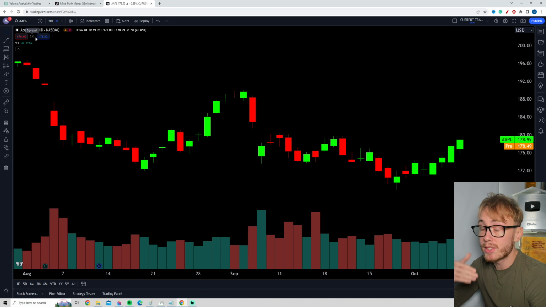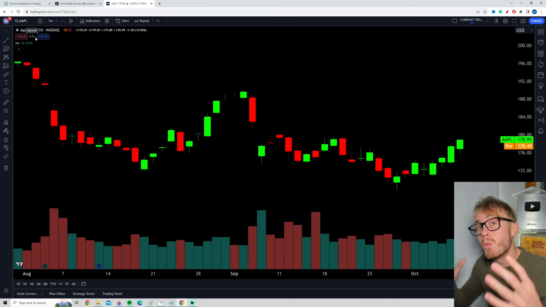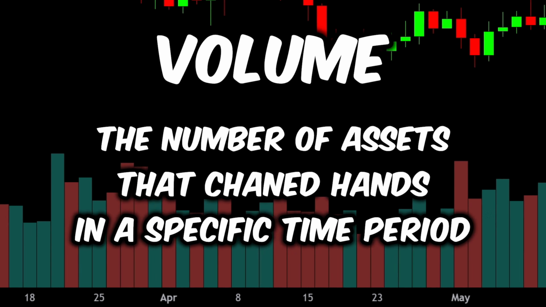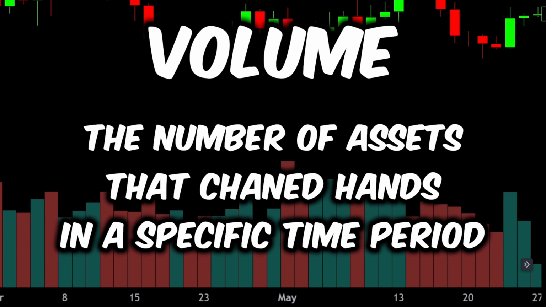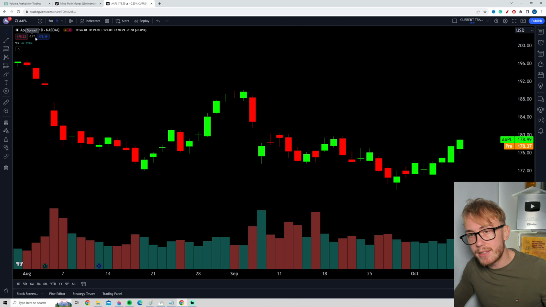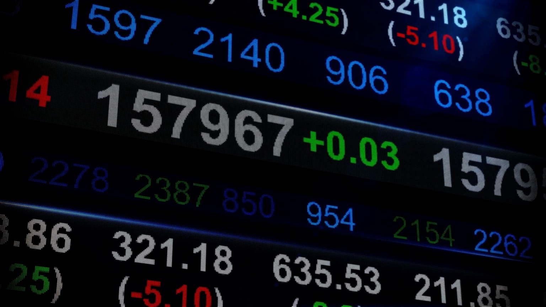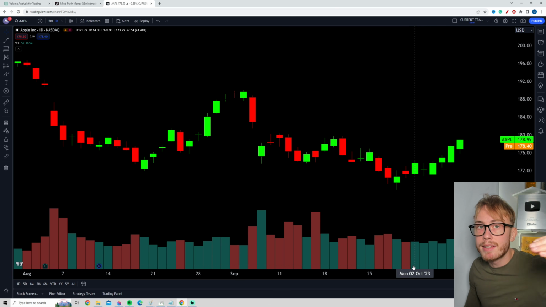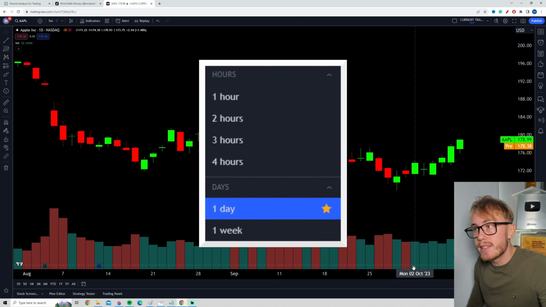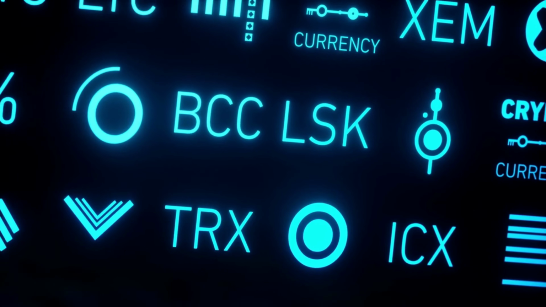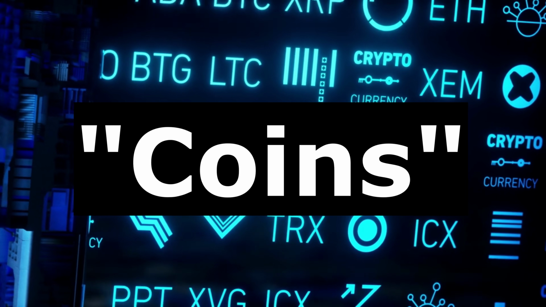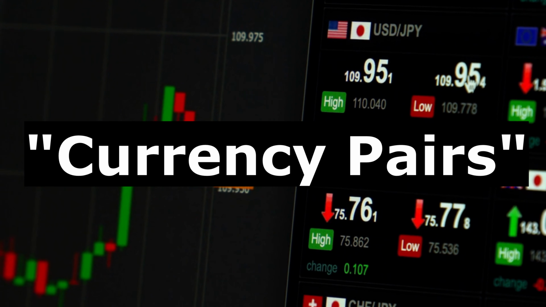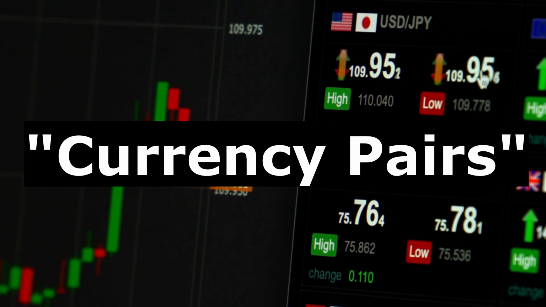So first of all, we have to answer the simple but very important question: what is volume? Well, volume is simply put the number of assets that changed hands in a specific time period. To make this a bit more concrete, in the case of the stock market, it's the number of shares that changed hands in a specific time period. For example, if we're looking at a daily time frame, it's the number of shares that got traded during that day. If we're talking about cryptocurrency, it's the number of coins that changed hands in a specific time period. And if we're talking about forex, it's the number of currency pairs that changed hands in a specific time period.